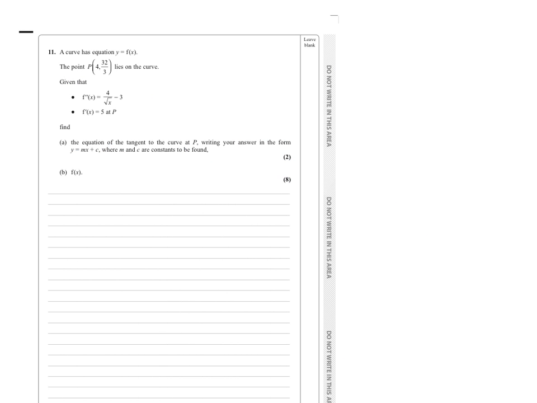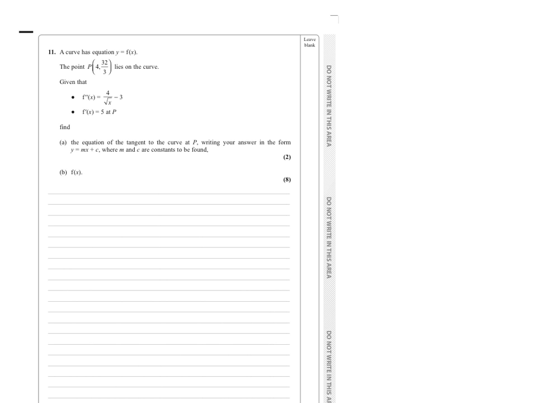Question 11. A curve has equation y equals f of x. The point P, (4, 32 over 3), lies on the curve. Given that f double dash of x equals 4 over root x minus 3, and f dash of x equals 5 at P, find the equation of the tangent to the curve at P, writing your answer in the form y equals mx plus c, where m and c are constants to be found.